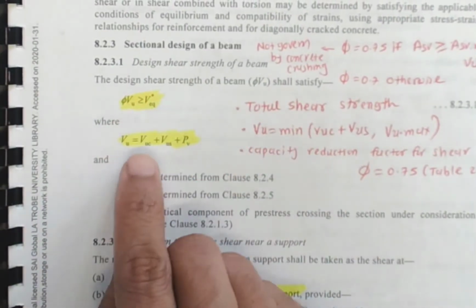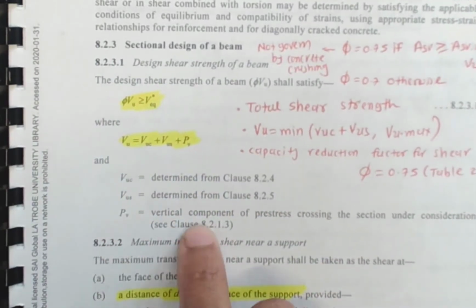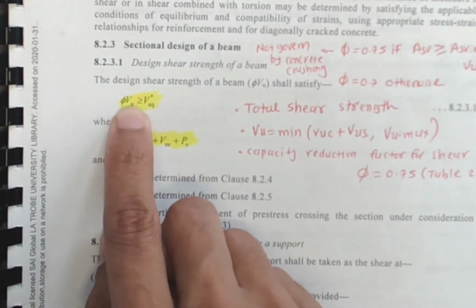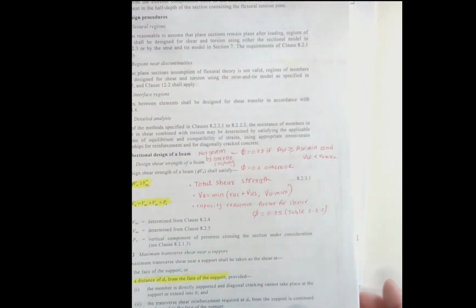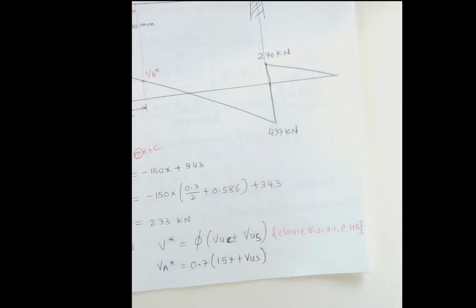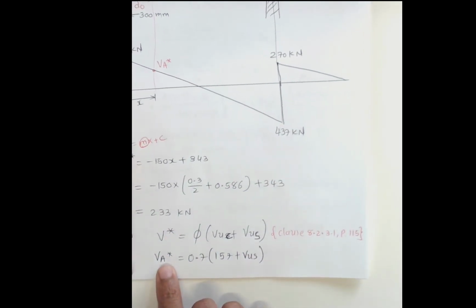So phi Vu, and please note Vu is Vuc plus Vus plus Pv, and Pv is zero in our case. So basically Vu is written here, Vu is just Vuc plus Vus, that is written here, and phi Vu is at least V star. Now we know V star, we just found it, 233 kilonewton.